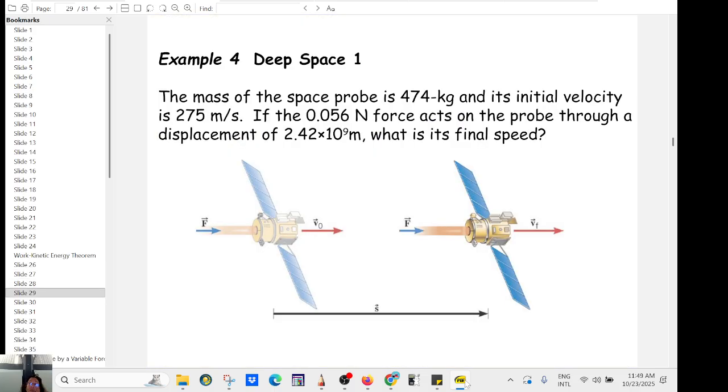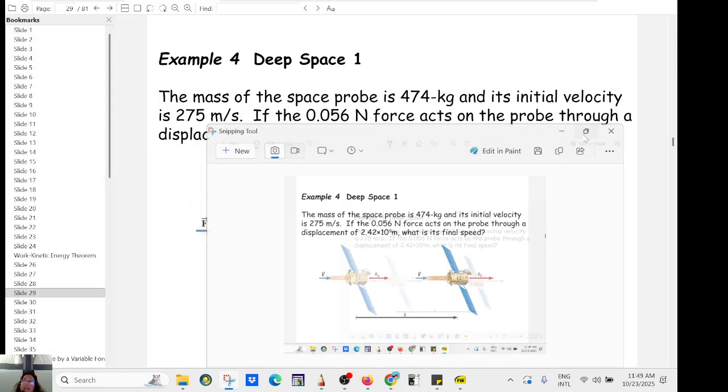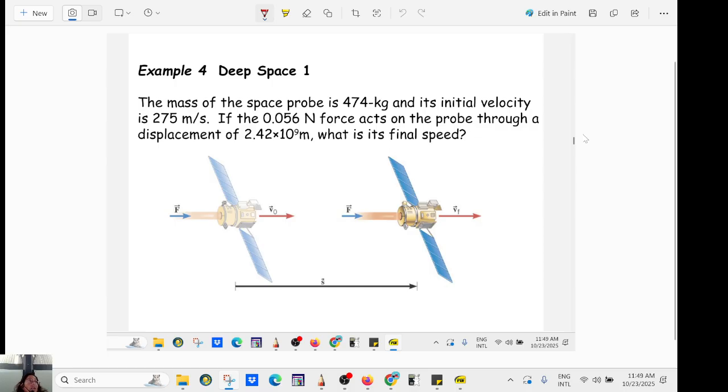Okay, so this one is another example. What is its final velocity? I'm just going to lay out the equation. I'm not going to solve it, because it's just algebra, right? But just lay it out algebraically. Do it.